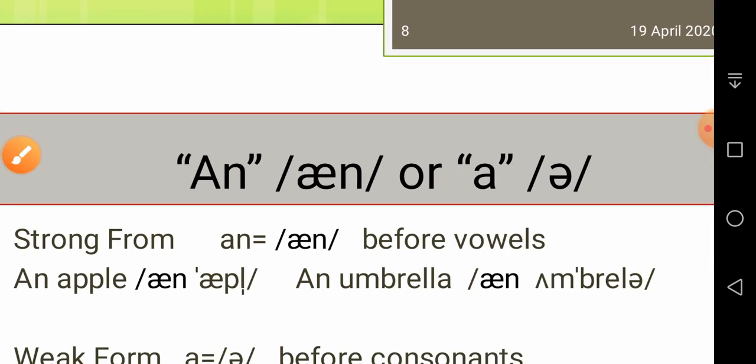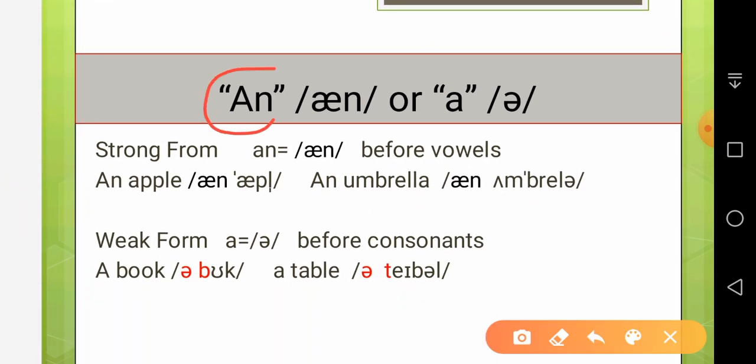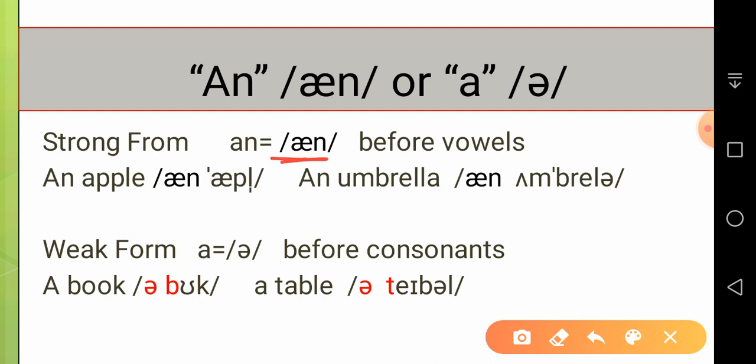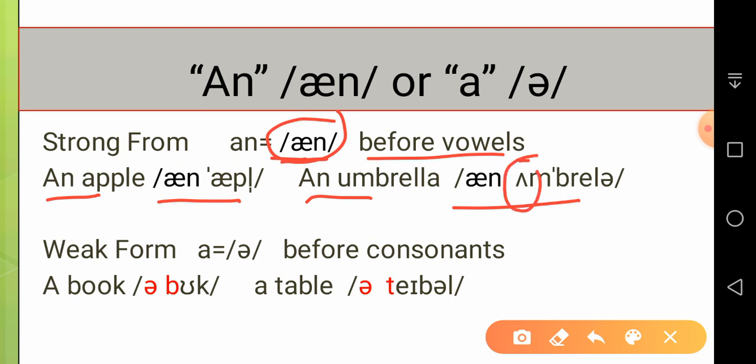Now here is another case, and this spelling, "an", is known as "and"? It is a strong form. It can also be used with the weak form, okay. See the example: "an" before vowels. So before vowels we use this form, the strong form. Say an apple, an umbrella. So why "an"? Because there is a vowel sound here. This is a vowel sound, okay, and here is a vowel sound, okay.